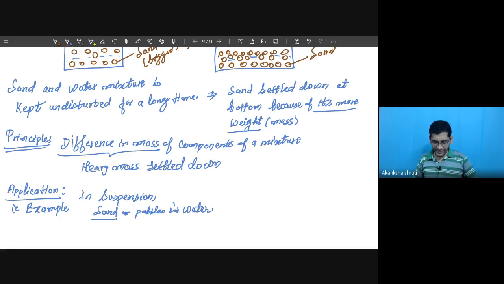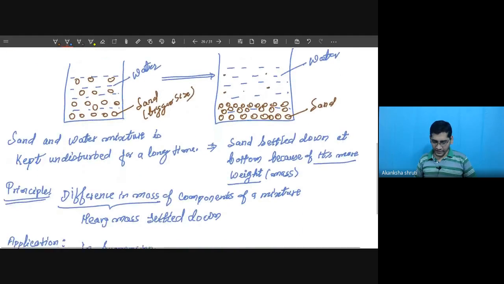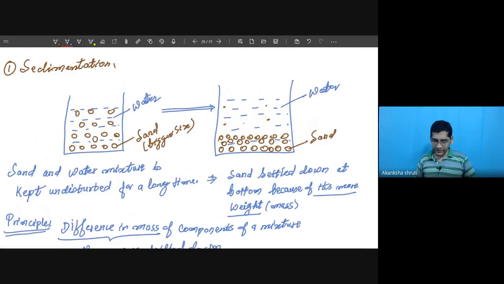So this is the example of sedimentation, this much is enough. You have to keep in mind what is the principle: it is the difference in mass. How is the figure? Initially these sand particles are uniformly distributed. Then this is the stage if the mixture is left undisturbed for a longer time, then heavy particles will settle down. Any doubt in sedimentation?